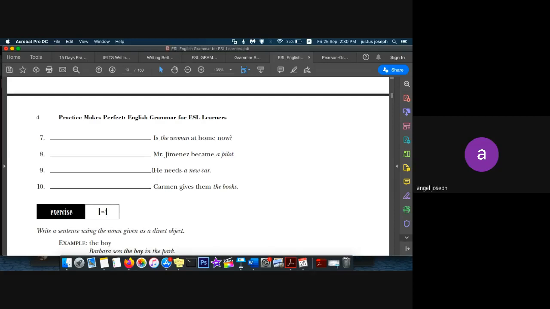He needs a new car. What is this, a new car? Direct object. Right. Yes. Carmen gives him the books. The books is a direct object. And what is the indirect object here? Them. Very good. Carmen gives them. Them.